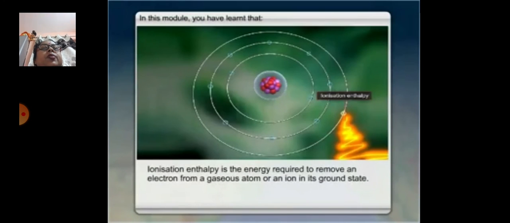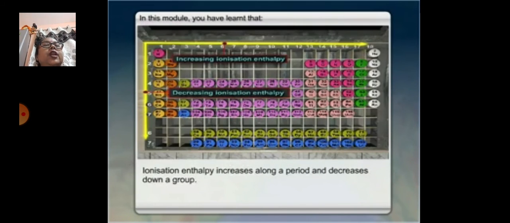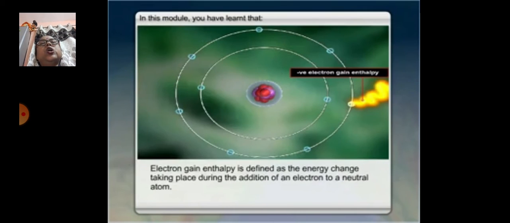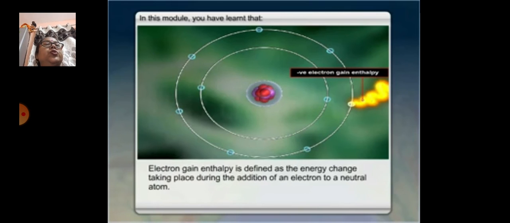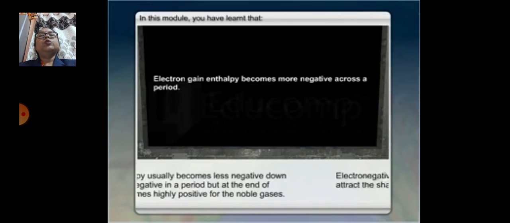In this module, you have learned that ionization enthalpy is the energy required to remove an electron from a gaseous atom or an ion in its ground state. Second ionization enthalpy is usually higher than first ionization enthalpy. Ionization enthalpy increases along a period and decreases down a group. Electron gain enthalpy is defined as the energy change taking place during the addition of an electron to a neutral atom. Electron gain enthalpy usually becomes less negative down a group and more negative across a period, but at the end of each period it becomes highly positive for the noble gases.